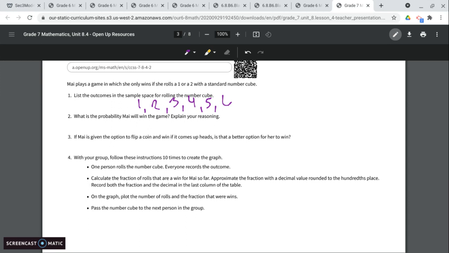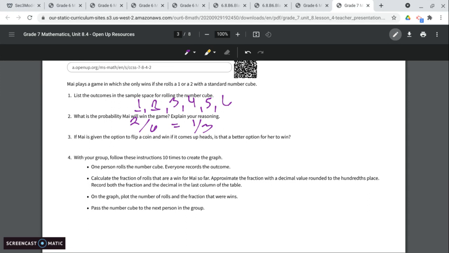Explain your reasoning. She only wins if she gets a 1 or a 2, so that's 2 out of 6. That gives us a 1/3 chance. So that would be the probability she'd win. She'd have a 1/3 probability of winning.